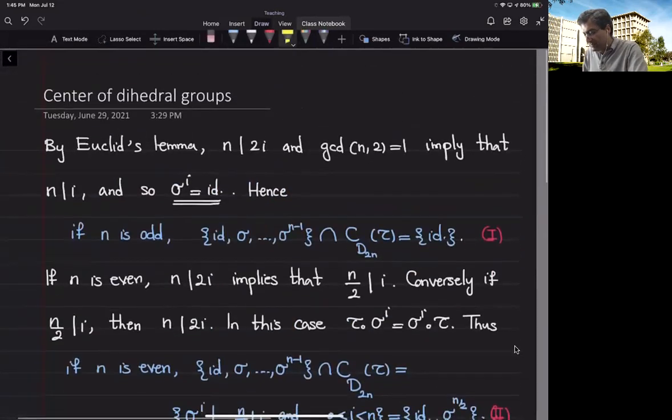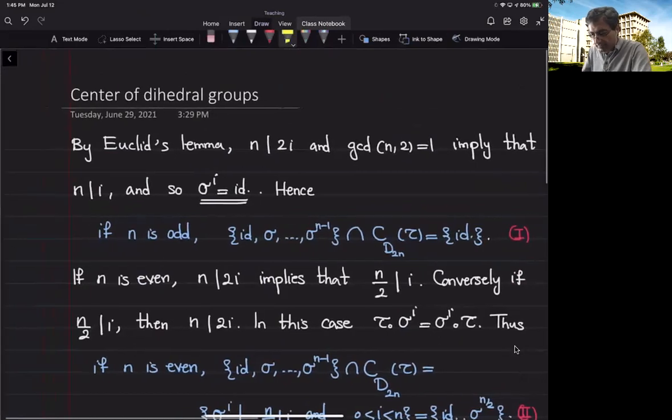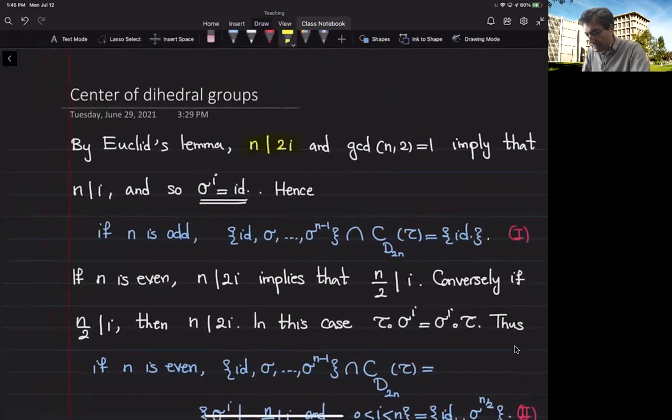When n is even, however, that's different. So if n is odd, I have that n divides 2i, and n and 2 are coprime, therefore n divides i, which means sigma to the i is identity. So what we discussed shows that if n is odd, the only element among this set that can be inside the centralizer of tau is the identity.